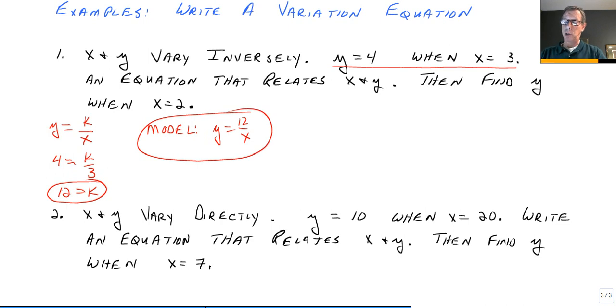And then it asks us to do one more thing. It says, okay, find the y value for when x is 2. So what that means is we're going to take our model, y is equal to 12 over x, and now we're going to substitute 2 in for x, and we get y is equal to 6.